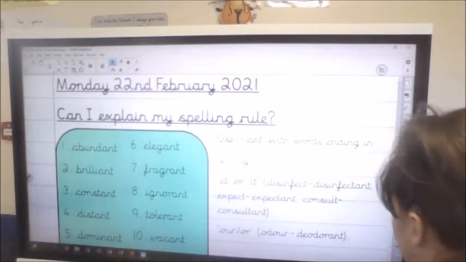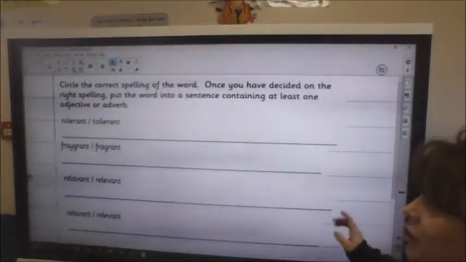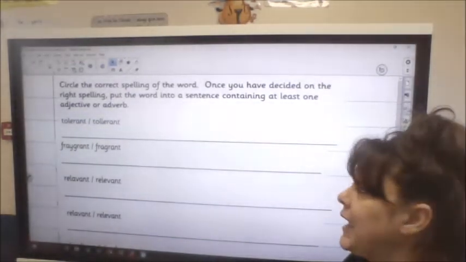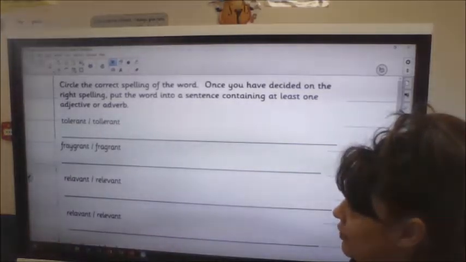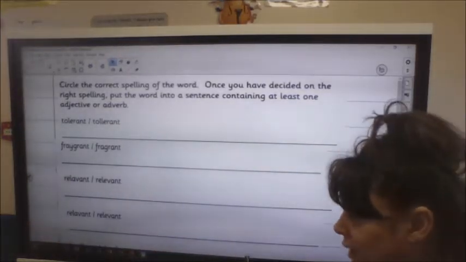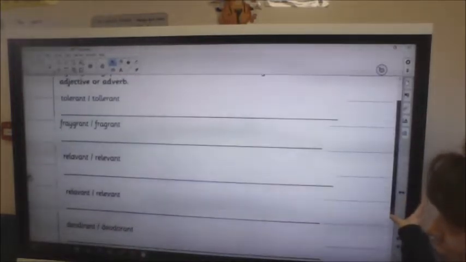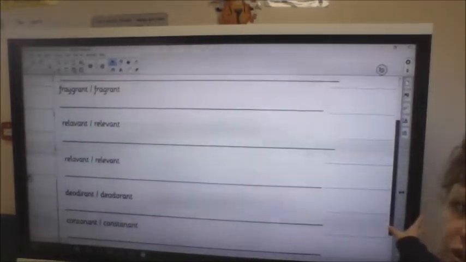So this is what you're going to do today. You have got some of your spellings on the board here. You've got tolerant, fragrant, relevant, and you've got relevant. You've got, scroll it down, deodorant and consonant.